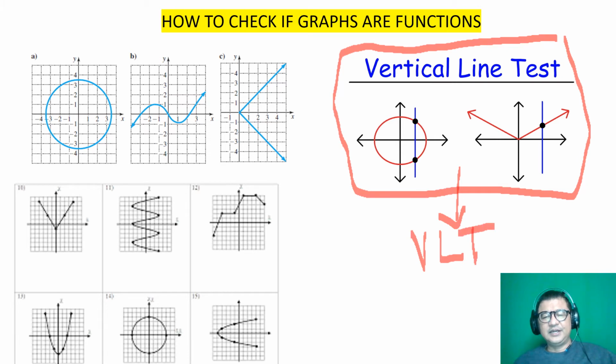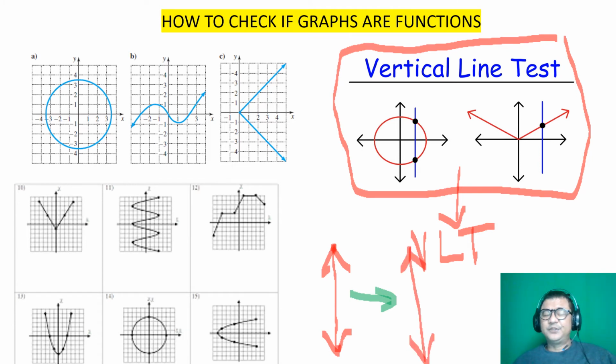What is a vertical line? Think of this as the vertical line. That's a vertical line, and it goes up and down, of course. And guess what? That vertical line will travel from left to right, or right to left. It will travel from left to right, and that vertical line wants to touch your graph only once.